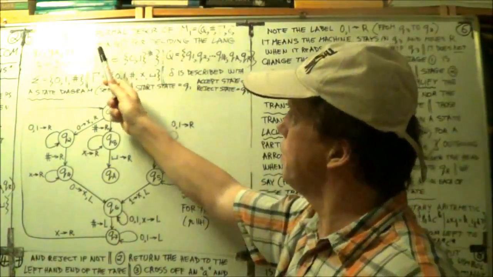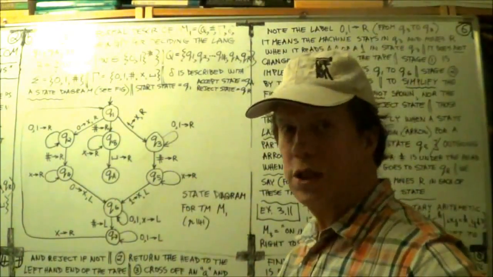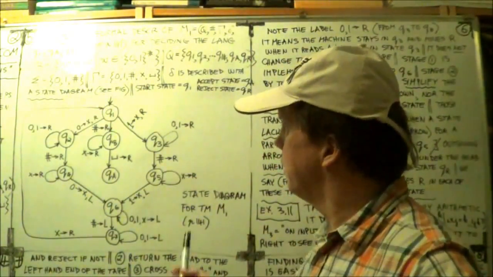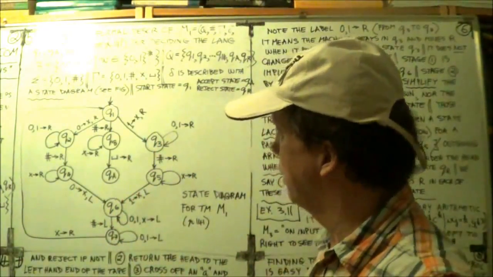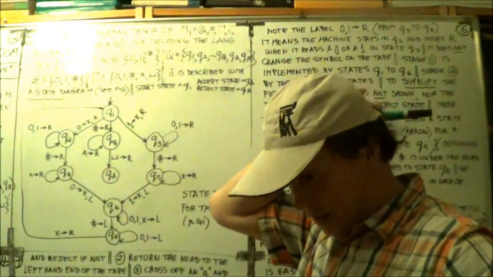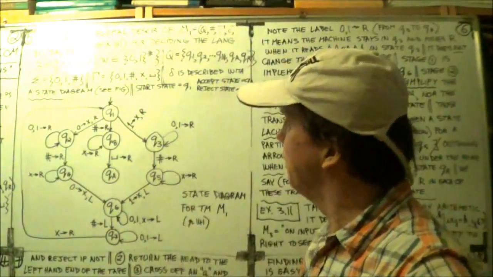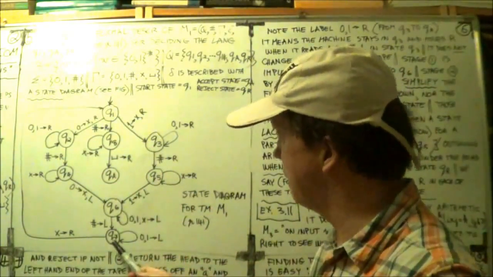So let's do a quasi-formal description of this Turing machine. Now you can see it's already fairly complicated. It's more complicated than the previous one, and that's the reason why it's our second example. And in fact, the number of states written down here is 7.